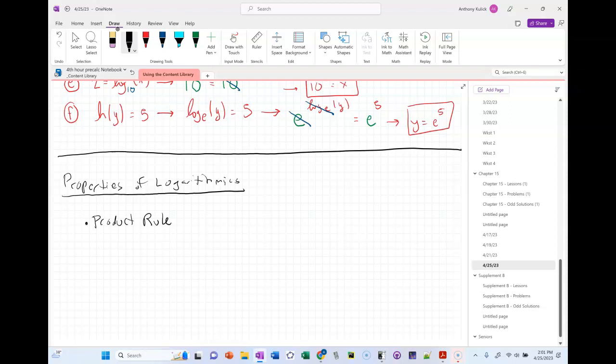The first is the product property. So this says log base b of xy is equal to log base b of x plus log base b of y. So what's happening here is that multiplication inside of the logarithm is changing it into addition of 2 logarithms, right?